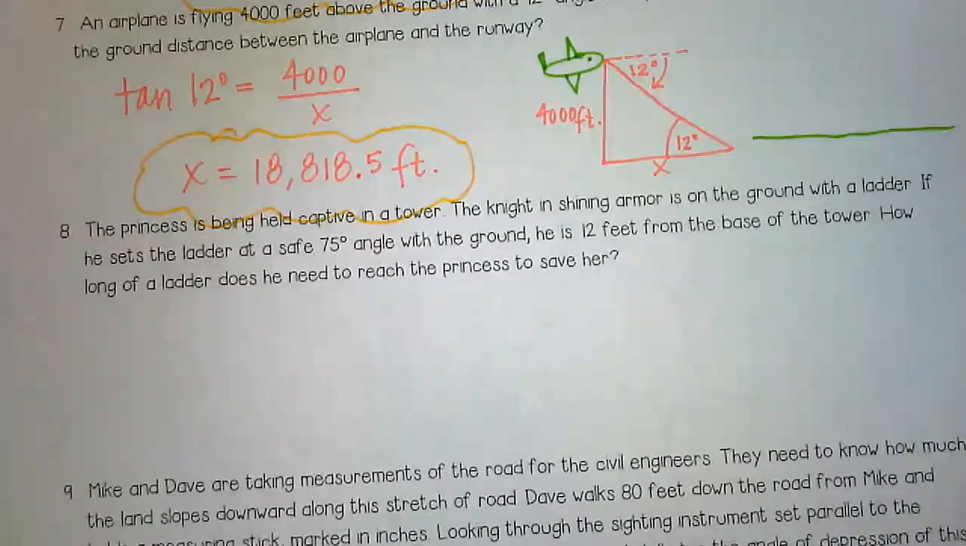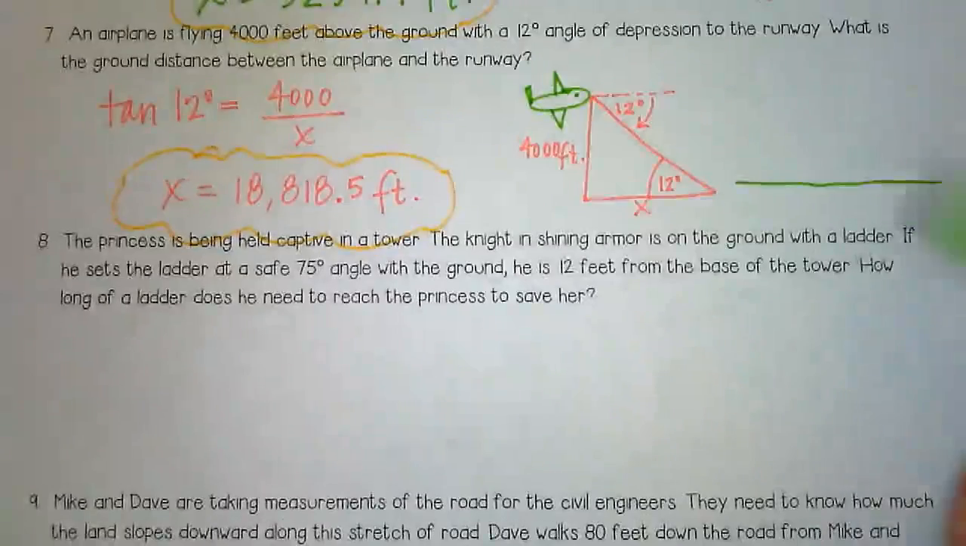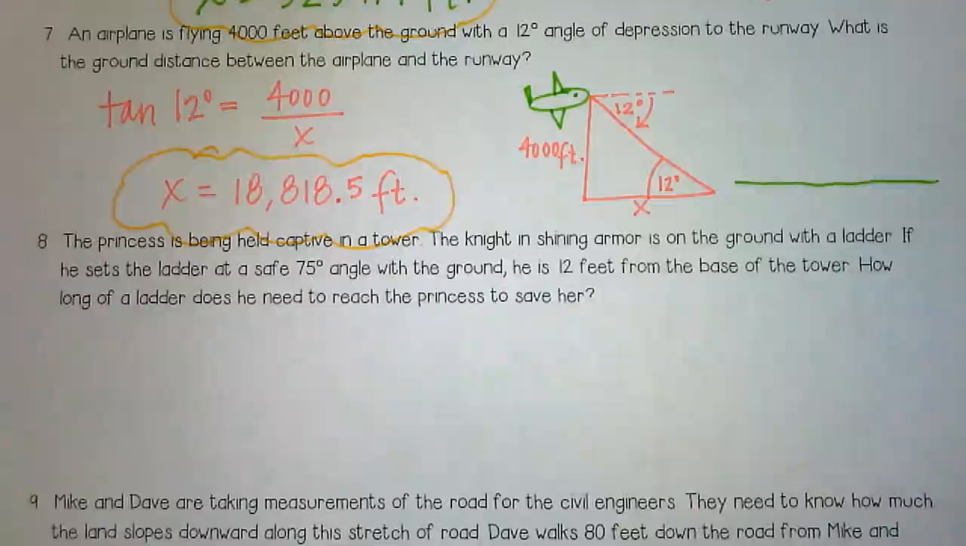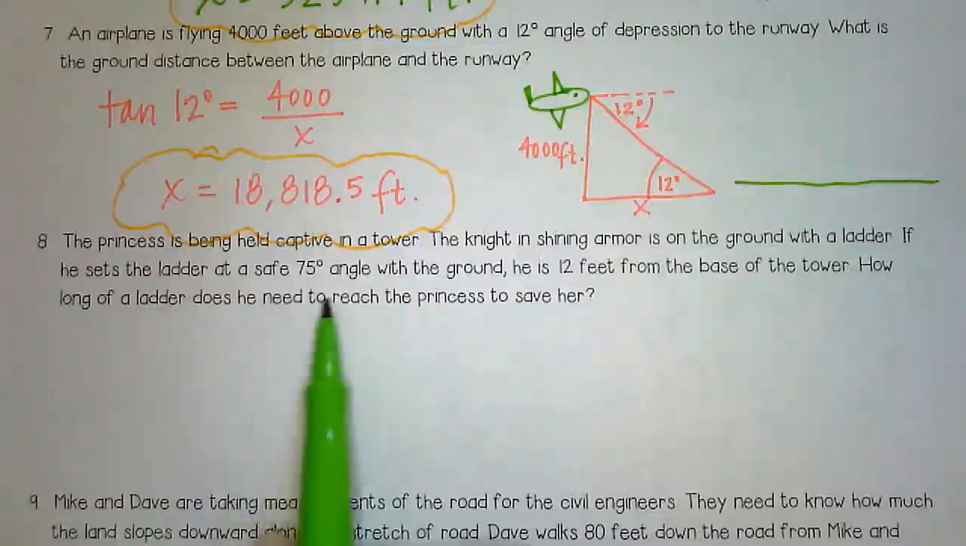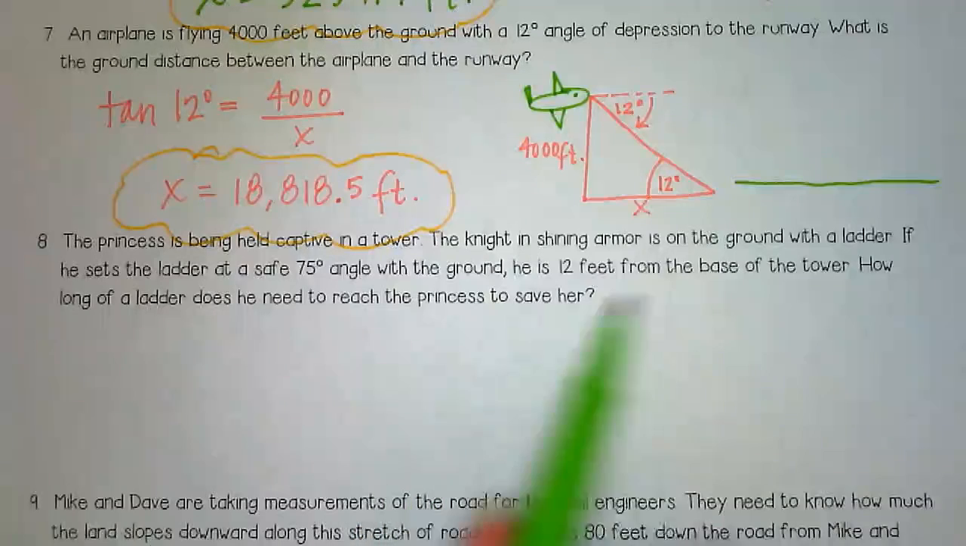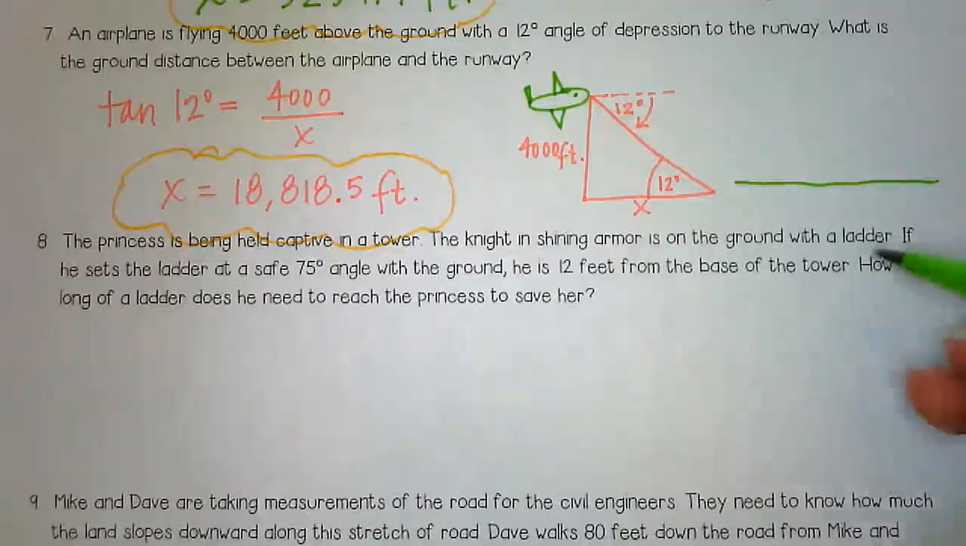All right. Okay, number 8. Princess is held captive in a tower. Knight in shining armor is on the ground with a ladder. He sets the ladder at its safe 75-degree angle with the ground. He's 12 feet from the base of the tower. So how long of a ladder does he need?